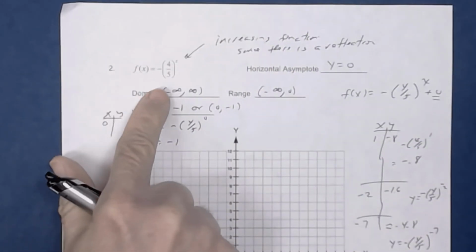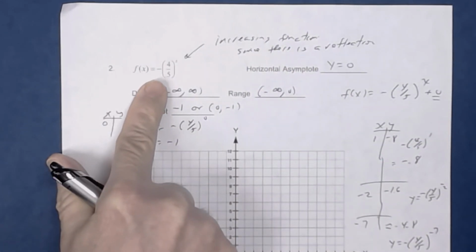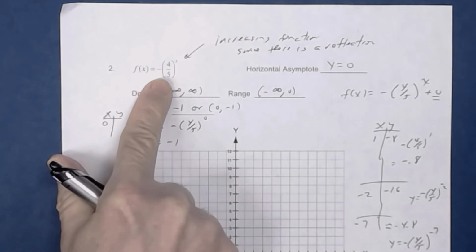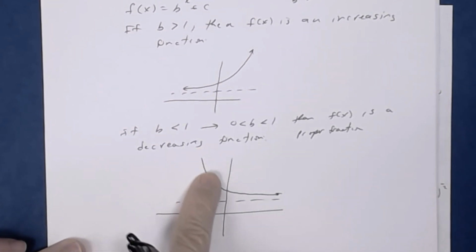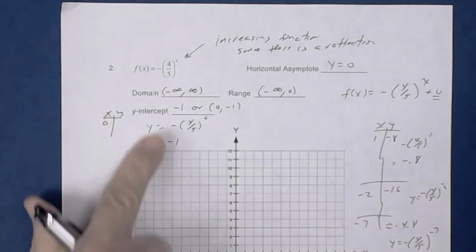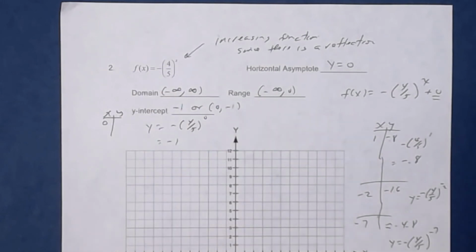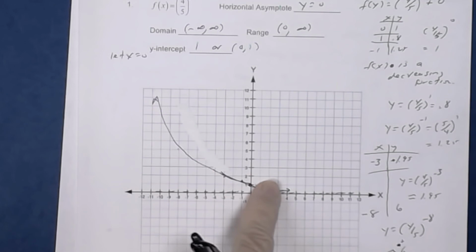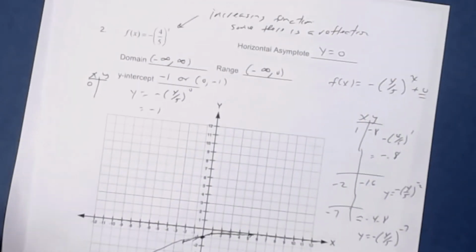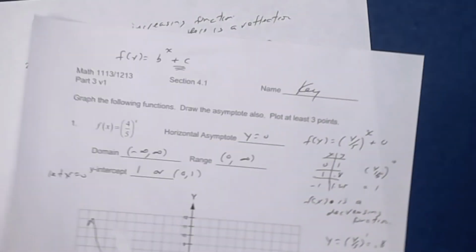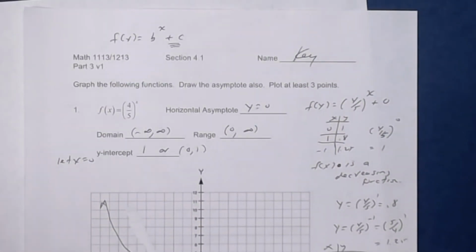Some of you are going to say, well, 4/5 is less than 1, right? And it is. So why isn't it decreasing? It's not decreasing because there's a reflection. This is decreasing, but you're reflecting it, and now it becomes this, an increasing function. All right, so that was the key to worksheet 4.1, part 3.